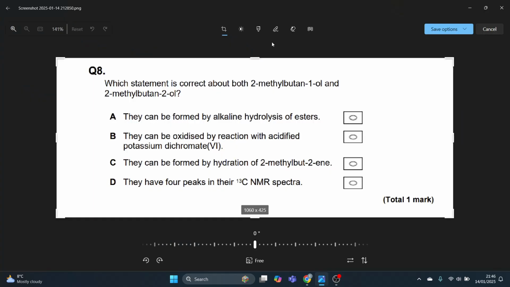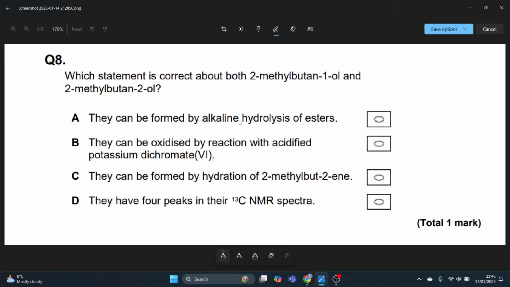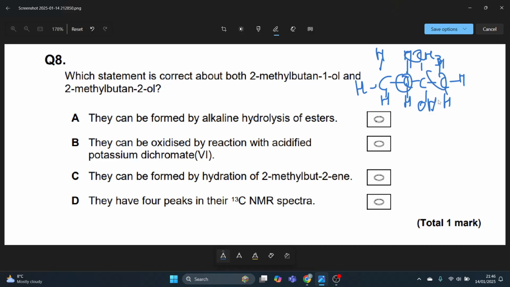Question 8. Which statement is correct about 2-methylbutan-1-ol and 2-methylbutan-2-ol? They can be oxidized by reaction with acidified potassium dichromate. I can disprove that right now because methane, ethane, propane, butane, 2-methylbutan-2-ol, methyl group on the second carbon, OH group there. Fill in the hydrogens. That is a tertiary alcohol. How can I oxidize a tertiary alcohol? You can't. If it's a secondary alcohol, sure, but it's not. It's a tertiary alcohol. And it says they can both be.